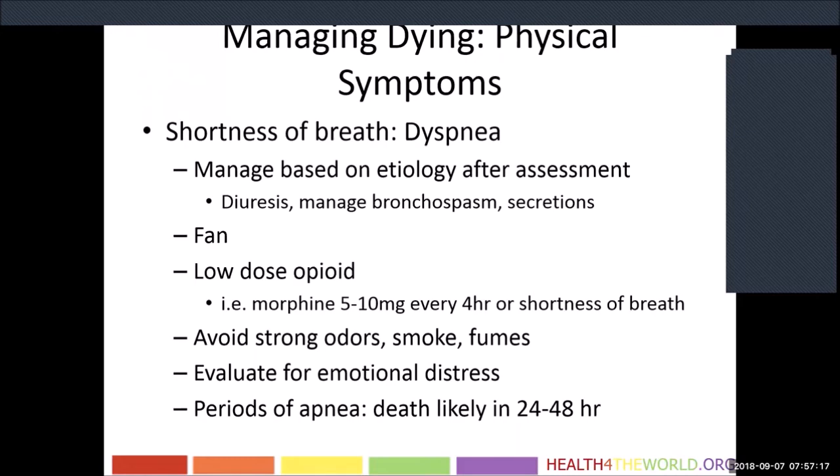And if you deal with the emotional distress, this is why you need your interdisciplinary team and your chaplain, your social worker, to talk to them about what they might be going through. So if you're talking to them and they're calming down and feeling better, that might actually be emotional. And then if you're experiencing periods of apnea, then death is likely in 24 to 48 hours.